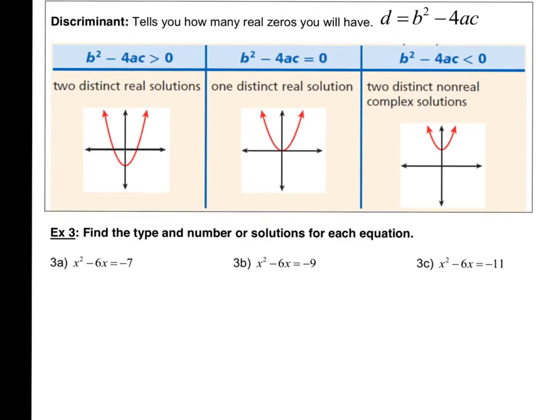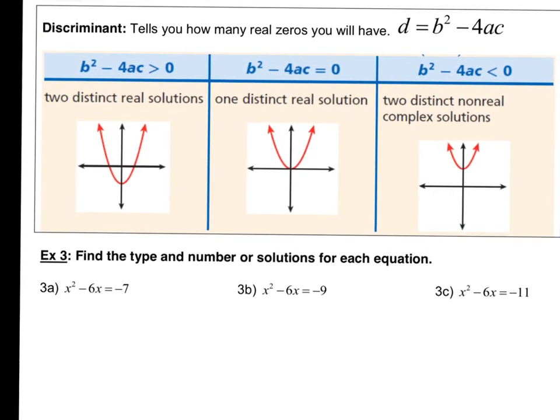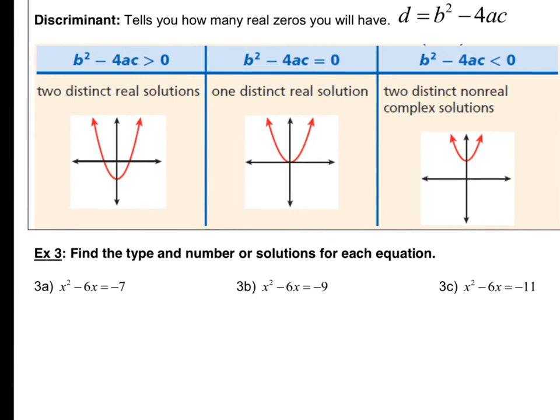The last thing we're going to learn is how many real zeros we have. We're not going to find where they are. We just want to know how many real ones there are. If there aren't any real ones, they're going to be imaginary. We use something called the discriminant. The discriminant is the part of the quadratic formula that's underneath the square root sign. And all we need to do is calculate b squared minus 4ac.